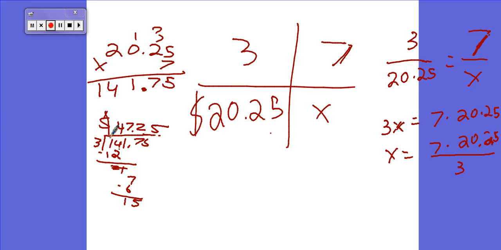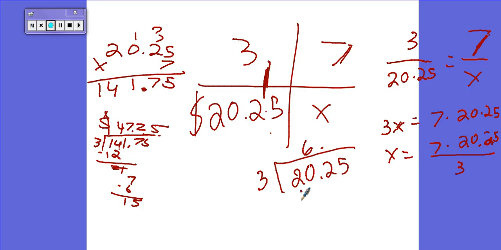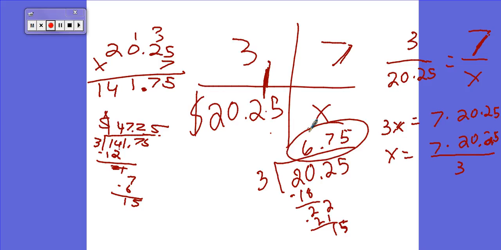Understood? Yeah. Now, how much is the unit cost? If you hear unit cost, how much is 1 ticket going to be? So let's go back to our original information here. 3 tickets cost $20.25. So what if we divided $20.25 by 3? That'll tell us how much 1 ticket costs, right? 3 goes into 15, 5 times. So 1 ticket is going to cost $6.75.